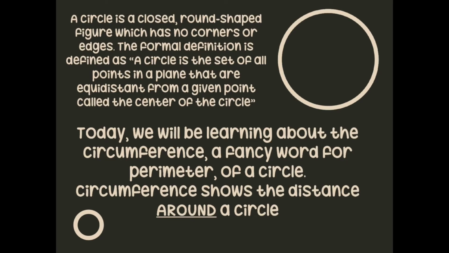The formal definition is, a circle is a set of all points in a plane that are equidistant from a given point called the center of a circle. Today we'll be learning about the circumference, a fancy word for perimeter, of a circle. Circumference shows the distance around a circle.